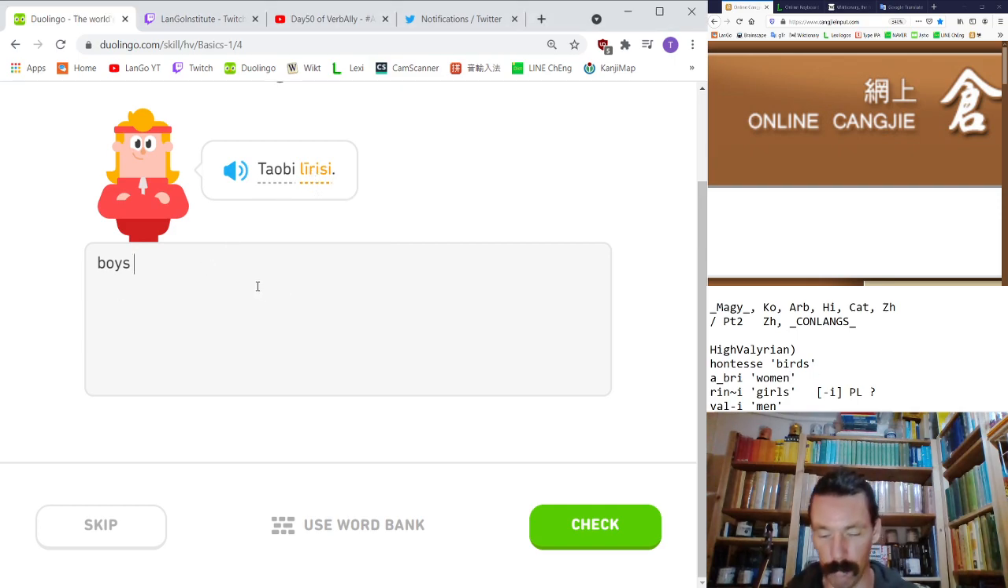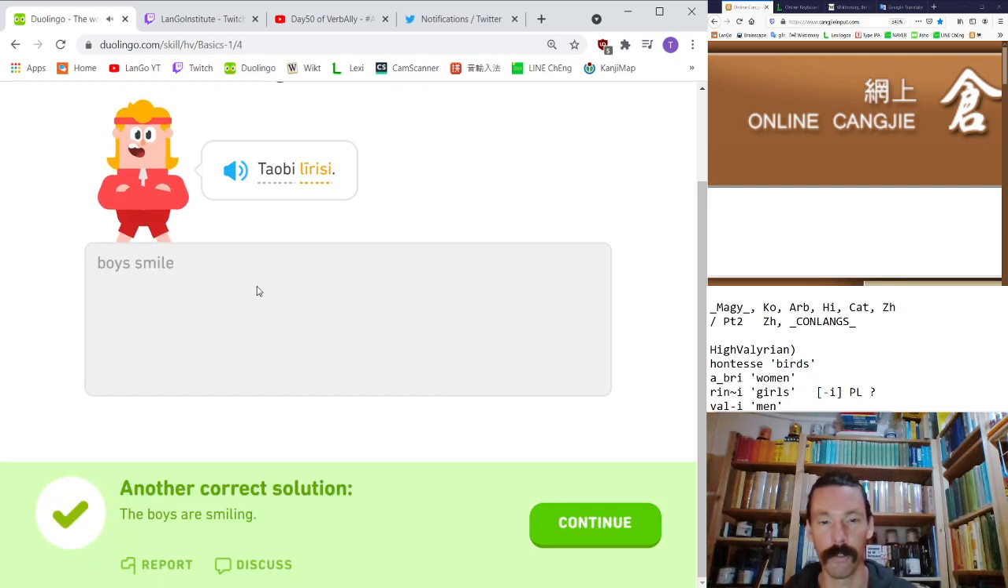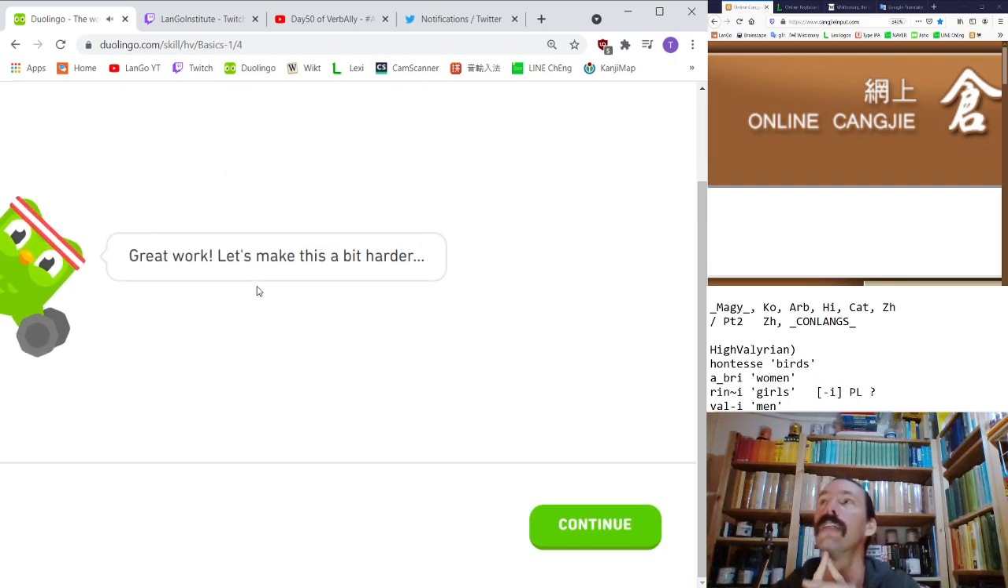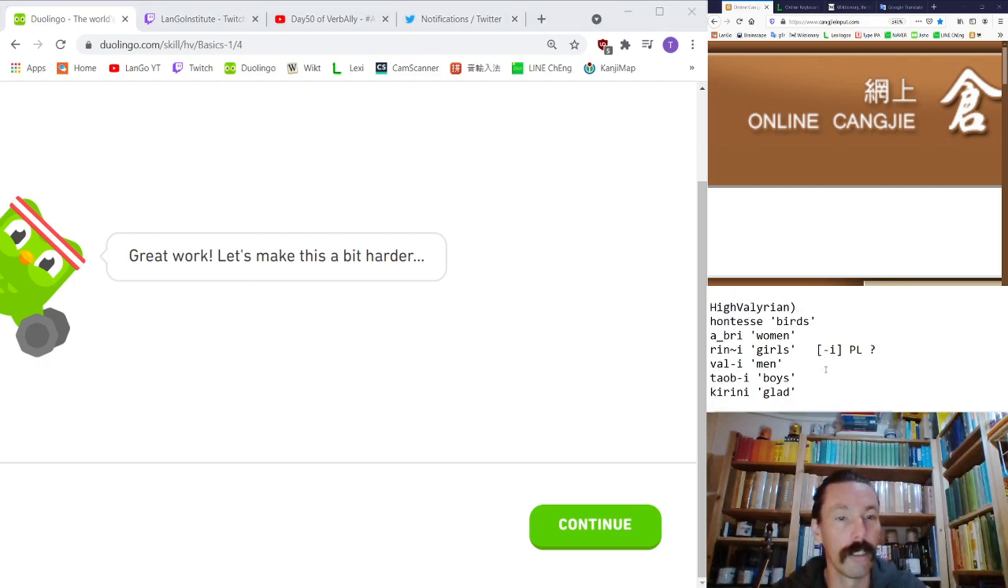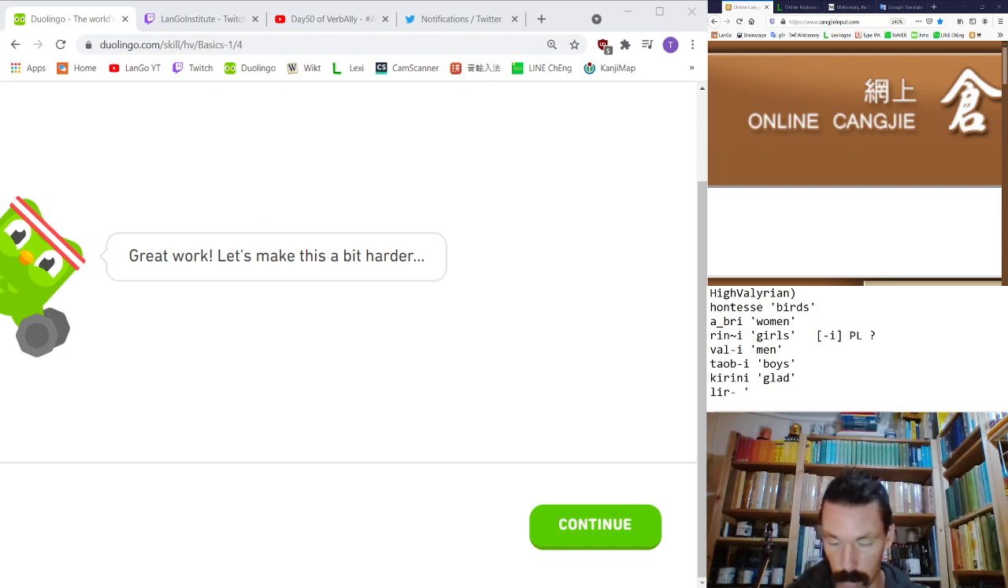Not what I was thinking. They have boys. I could say boys smile. That's it. Lir. Okay. Like delirious would be good. What was the form liris? With the verb root, lir. Smile. I use caps for the root. Think of delirious.